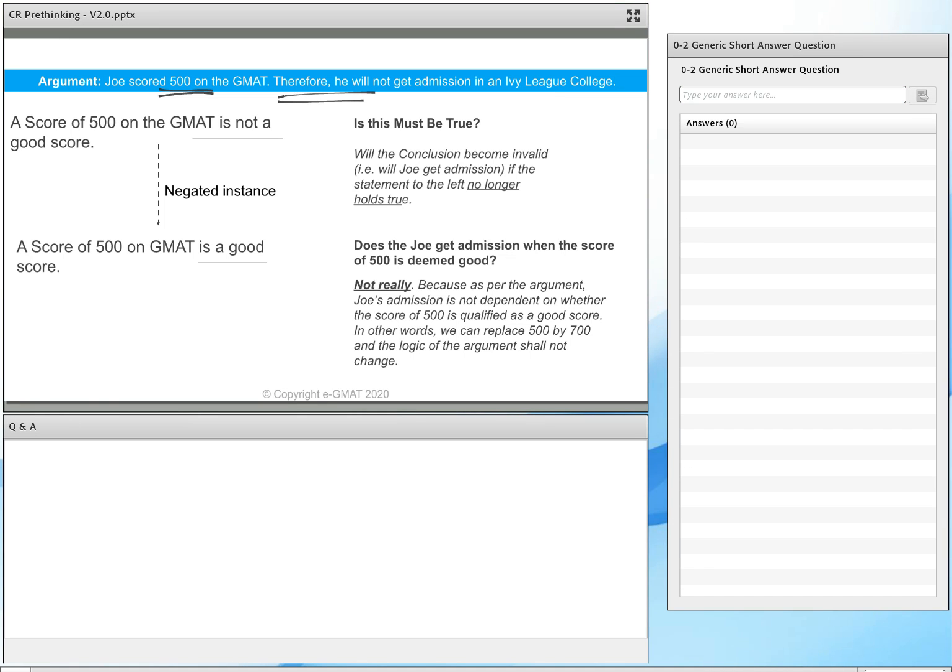Okay. Now, can you see how the must be true test allows you to reject an incorrect answer choice?